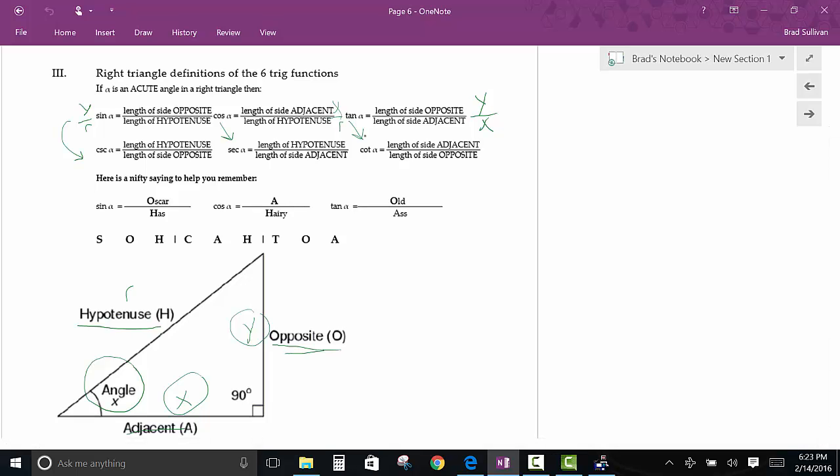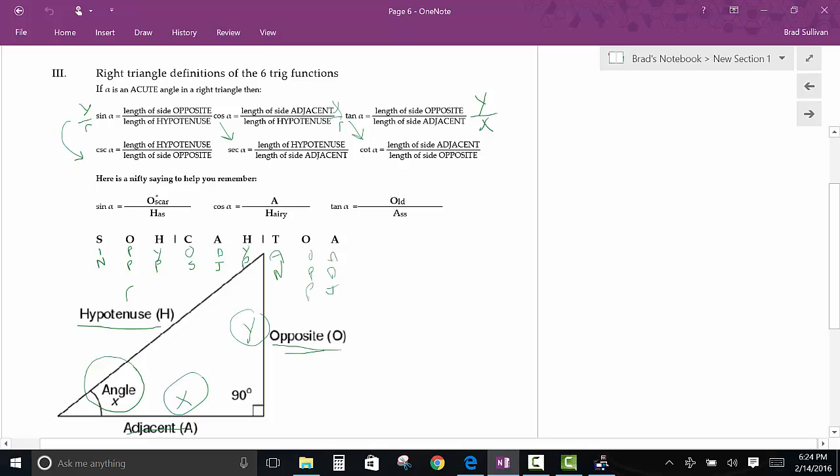There's a couple of ways that teachers teach this to help students remember this. One of the famous ways is Sohcahtoa, where S stands for sine, O stands for opposite, and H stands for hypotenuse. So that says sine is opposite over hypotenuse. The cosine is adjacent over hypotenuse. That's the C. And then the tangent is the opposite over adjacent. Okay, so you can memorize it that way if you want to, and that's fine.